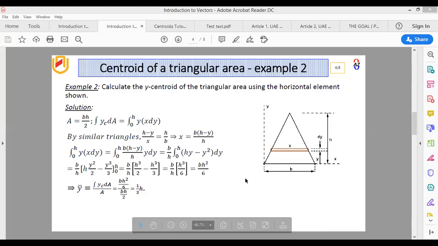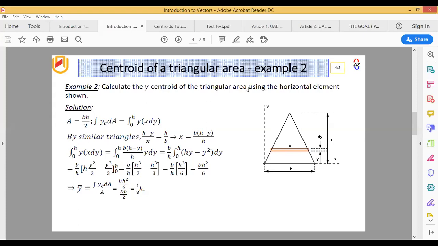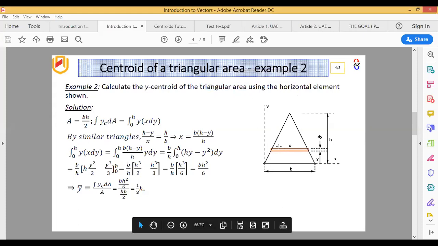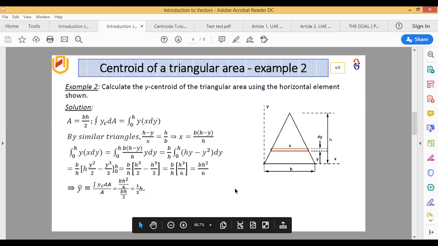Okay, we can continue from where we ended last time. We're looking at example 2. Here what they're asking is to calculate the y-centroid of the triangle using the triangle area, the area that we are focusing on, using the horizontal element shown. So basically, they want us to use this element that they've shown us here. We'll be moving it up and down until it covers the entire area of the triangle that you see there. So it's the y-centroid that we are interested in.